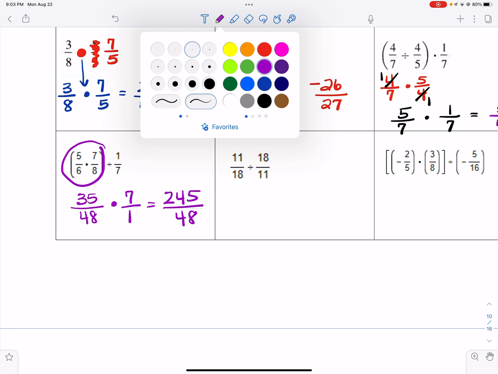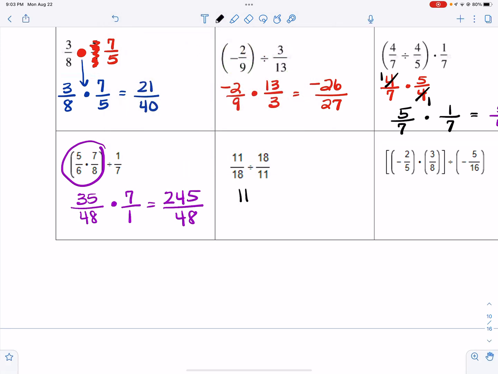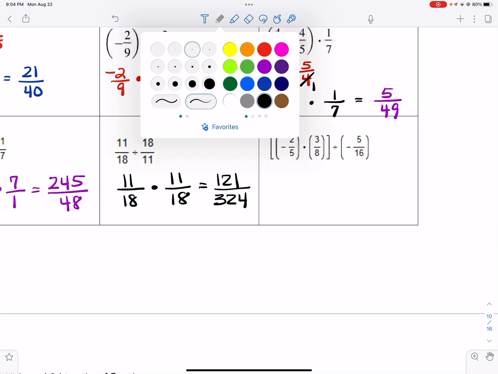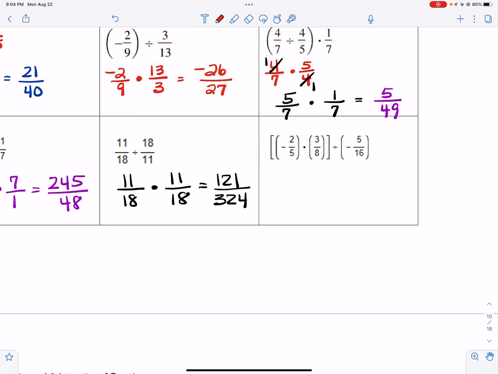So now we have this next one. Keep the first, change to multiplication, and flip the second fraction over. And so 11 times 11 is 121, and 18 times 18 is 324. And that's all I can do, okay? Now, as they add more steps, just be careful that you don't make sign mistakes, multiplication mistakes, or flipping over mistakes, okay?